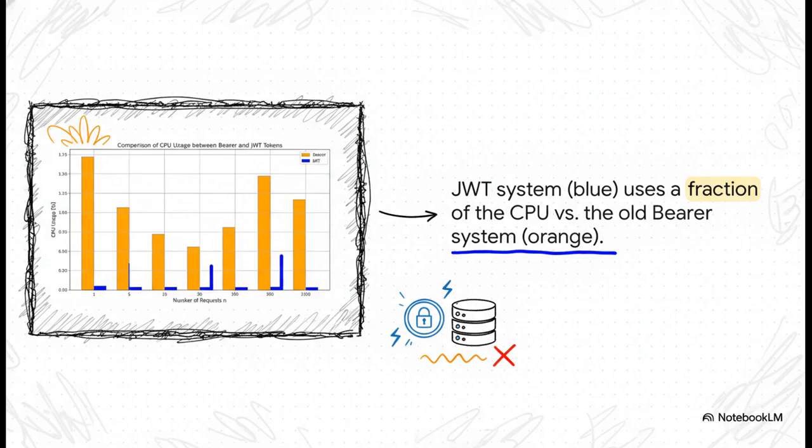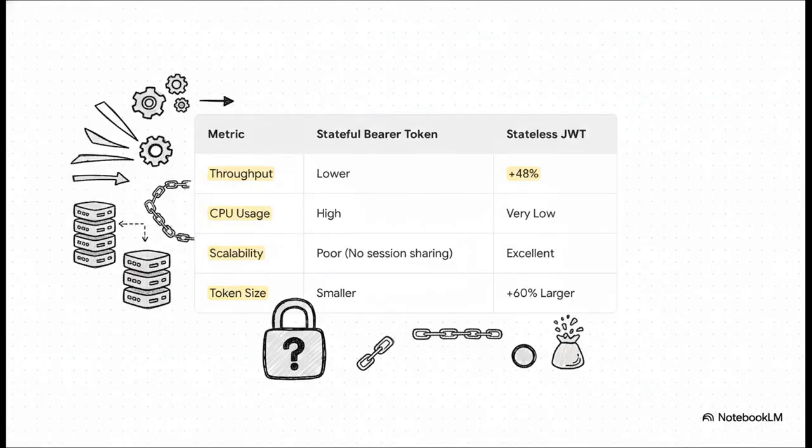Well, this chart tells the whole story. It's looking at how hard the server's brain, its CPU, has to work. Those tall orange bars, that's the old code check system struggling under the load. And those tiny little blue bars down at the bottom, that's the new JWT system. I mean, it's not even a fair fight, is it? The server is barely breaking a sweat because it doesn't have to make all those exhausting trips to the database anymore.